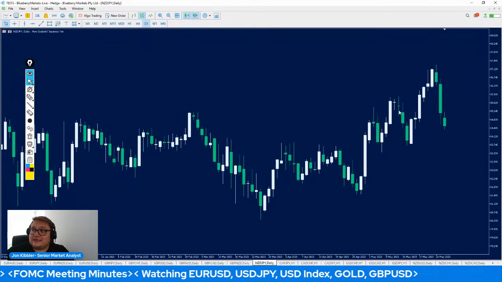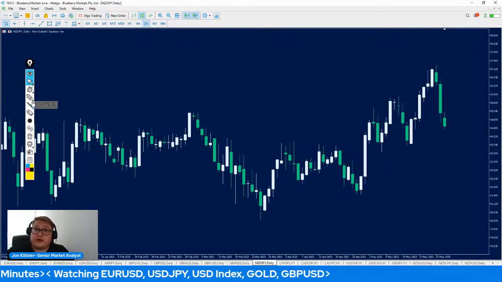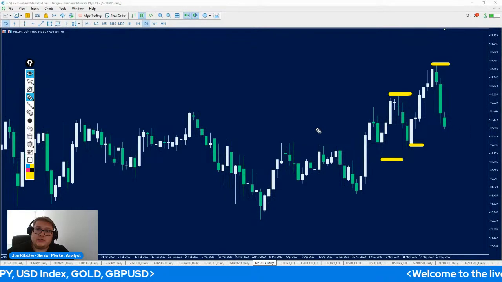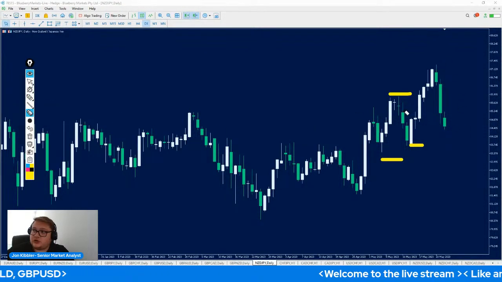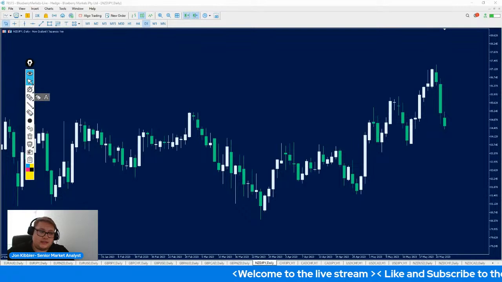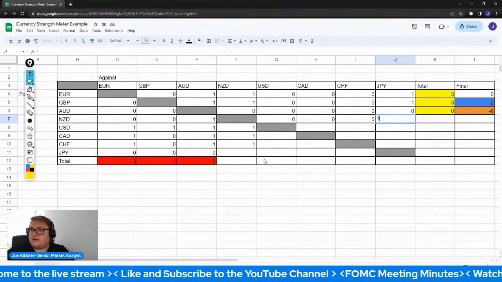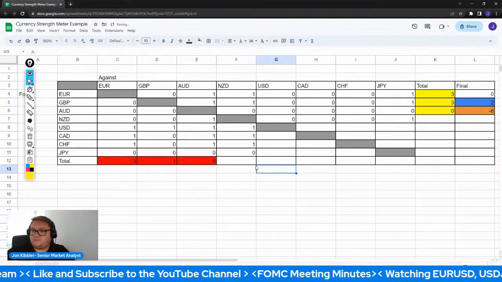Okay, this is one that's technically still in an upward trend, because you've got higher highs, higher lows, right? So I'd actually score this as Kiwi being stronger than the yen still. Following the strict rules, I'd give Kiwi the benefit of the doubt there, and it'd be a 1.